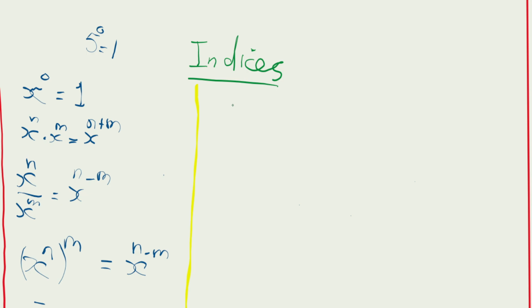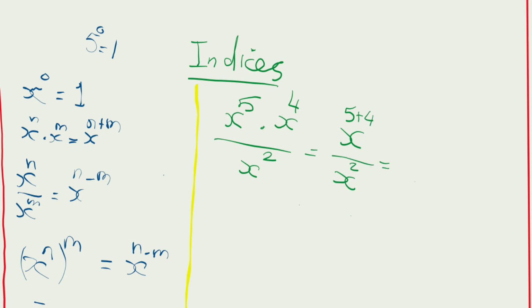If I ask you to do x to the power 5 times x to the power 4 divided by x squared. Now this is the multiplication, the product rule, divided by the quotient, which is the division rule. So I'll first do the multiplication up there. So I'll have x to the power 5 plus 4, and then that's divided by x squared. So it equals x to the power of 9 divided by x squared. And then this is x to the power of 9 minus 2, which is x to the power of 7.